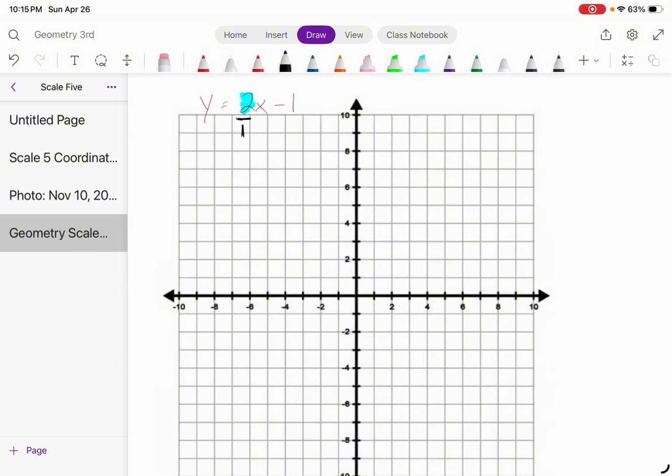So therefore, again, y-intercept is where it crosses. It's going to cross at a -1, so we're going to come down here and put a dot. And again, the ratio or the slope is positive, so it's going to be an uphill line.